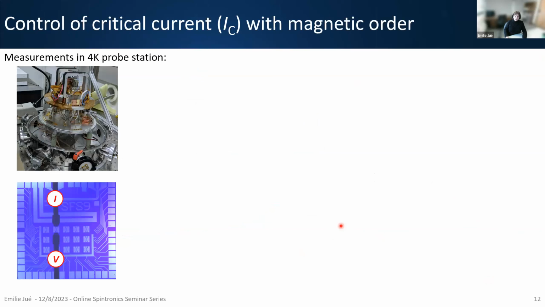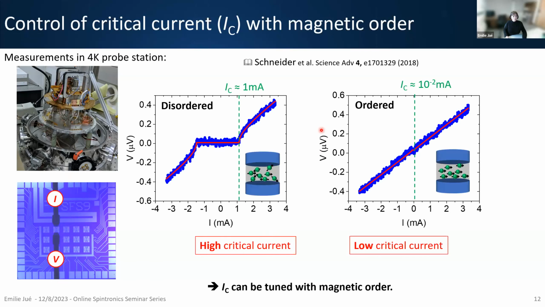Okay, so to measure the device electrically, we place the sample inside a probe station that we operate at 4 Kelvin. And we use two GSG probes, so ground signal ground probes, one to apply a current through the device, and the other one to measure the DC voltage through the device. So once we have that, we can measure the IV curve of the device in two different configurations, when the device is magnetically disordered or when the device is magnetically ordered.